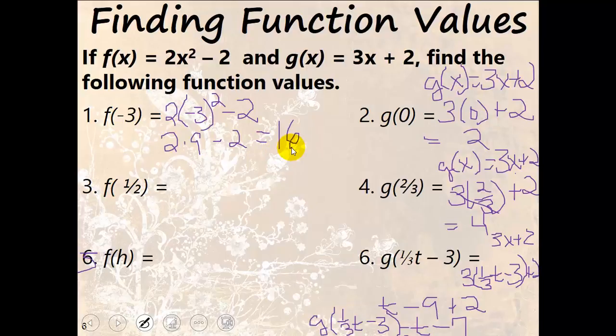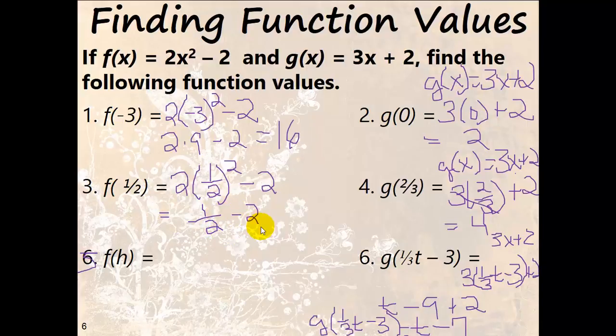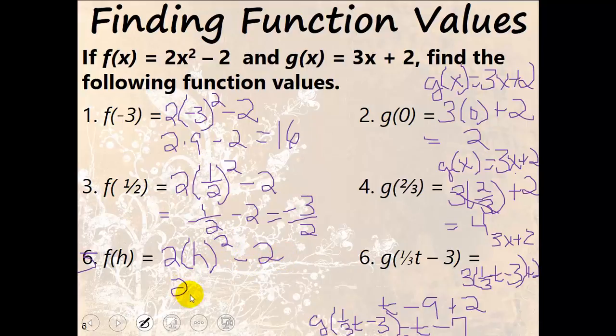F of 1/2 is 2 times 1/2 squared minus 2. So I get 2 times 1/4 is 1/2 minus 2. That's going to be negative 3/2. And f of h, 2 times, instead of having an x, I'm going to plug in an h squared minus 2. So I get 2h squared minus 2, just like that. Okay?